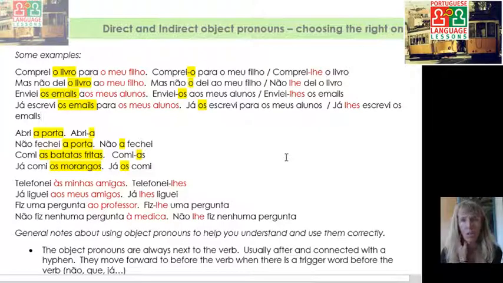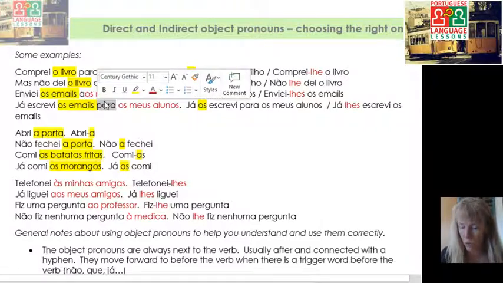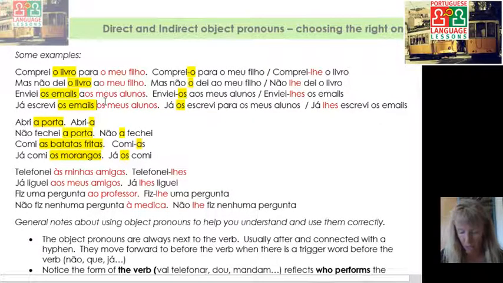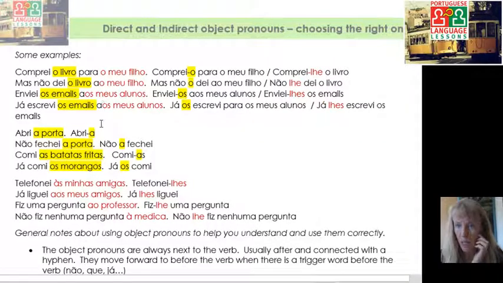Okay, so here for the things I'm substituting with o or os. For the recipients we've got the lhe or lhes. Okay, and notice here the recipients are usually preceded by a or para. Okay, this should be aos. Right. Yeah, okay. And here some that just take the direct object.